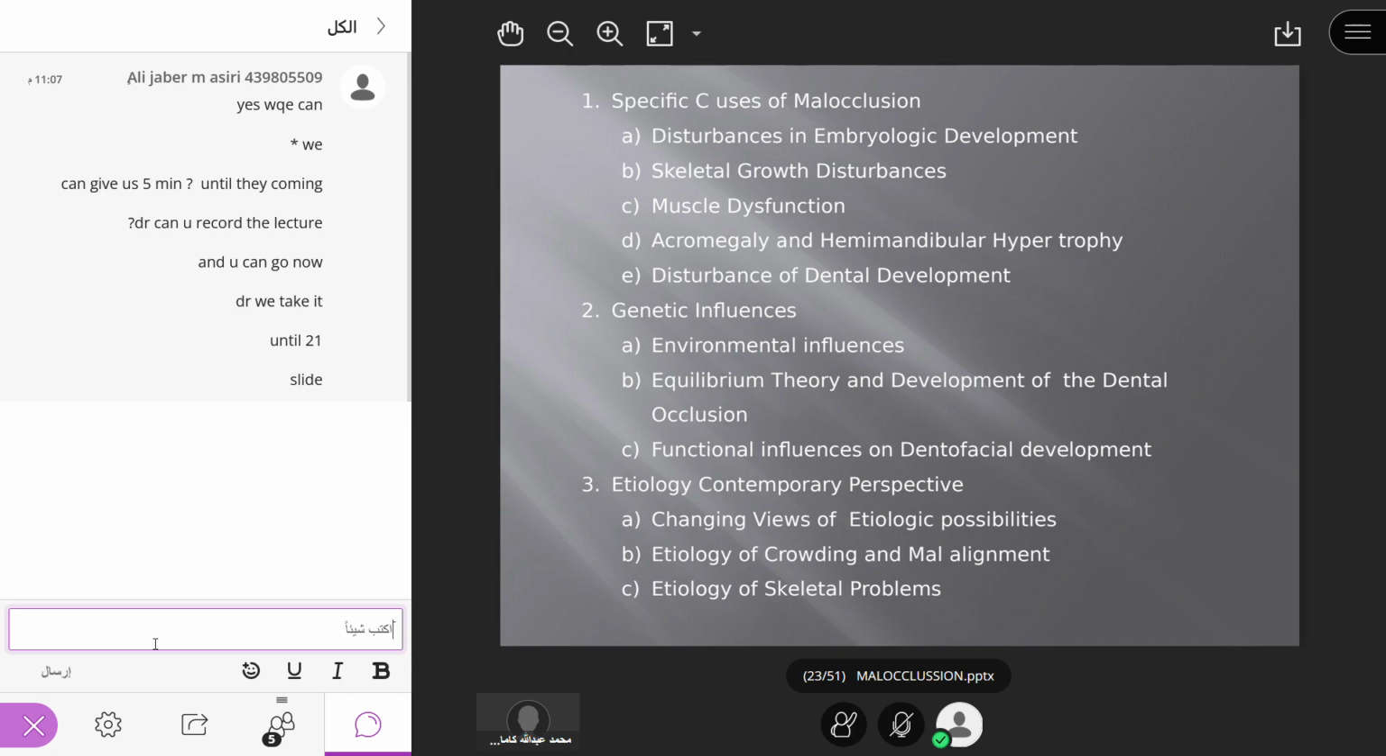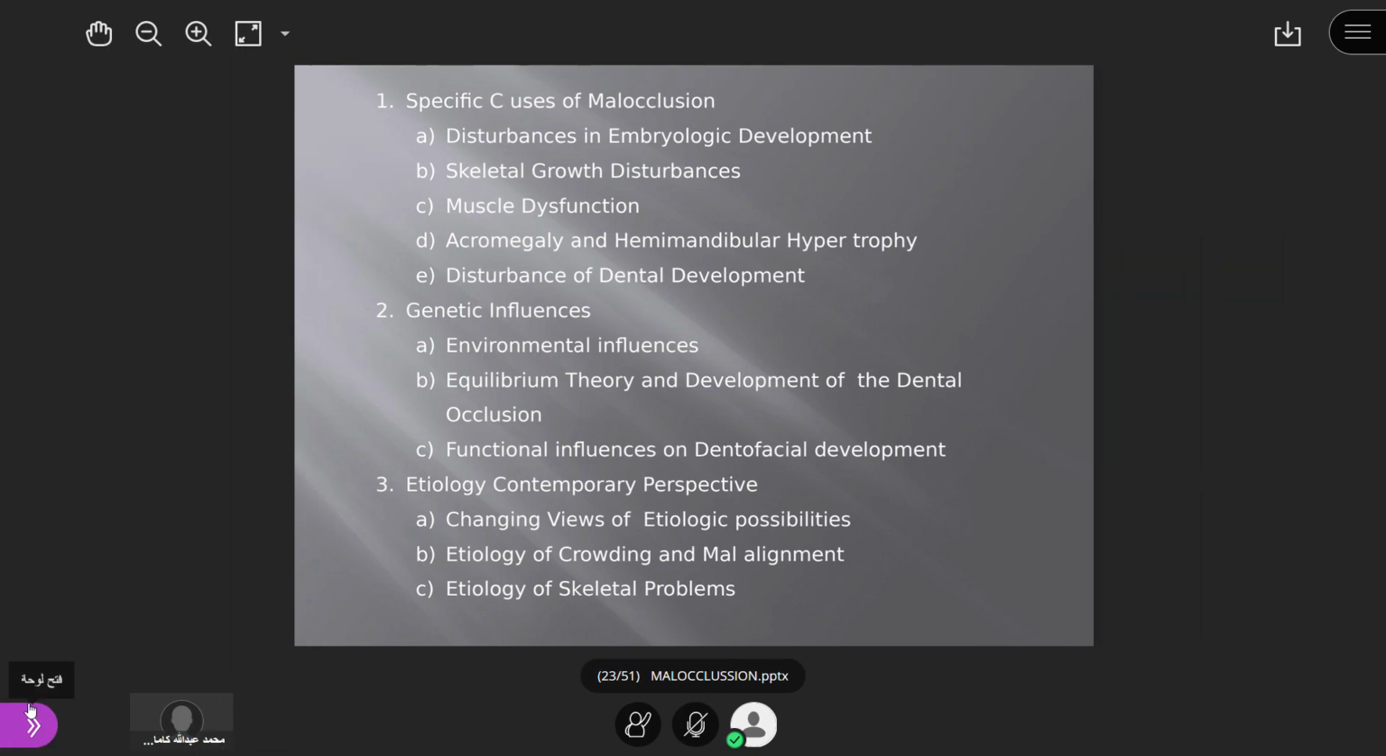acromegaly, hemimandibular hypertrophy, disturbance of dental development, right? What about genetic influences, environmental influences, and equilibrium theory and development of the dental occlusion? Functional influences on dental development, right? There are changing views of etiological possibilities, that is the contemporary perspective, etiology of crowding and malocclusion, and malalignment, and etiology of skeletal problems.